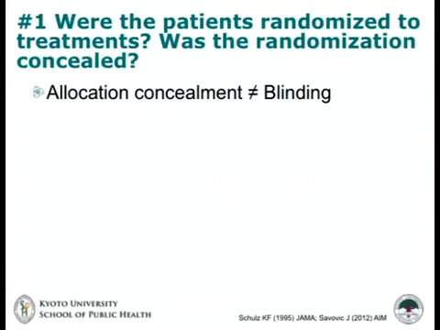Please note that allocation concealment is different from blinding. Allocation concealment takes place before randomization and blinding after randomization. The allocation to treatment is concealed if the personnel entering the patient into the trial does not know which arm the next patient will be allocated to when he or she enrolls the patient.